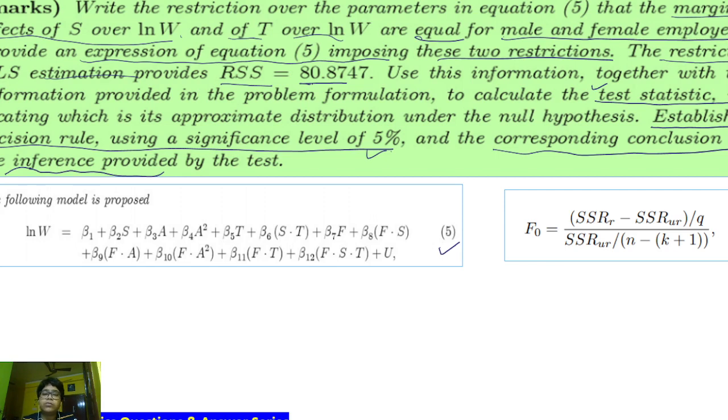They are asking us about the marginal effect of S, that is study years, and similarly of tenure over log of W for male and female employees. So you are basically going to find out 4 marginal effects, 2 for male and 2 for female. For male we have to look for the marginal effects of S over log of W and of T over log of W. Similarly for female employees. So you are basically going to get 4 equations. Okay, let's see how it's done.